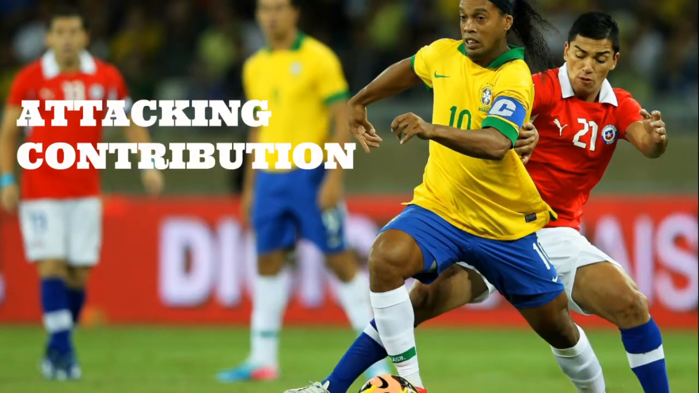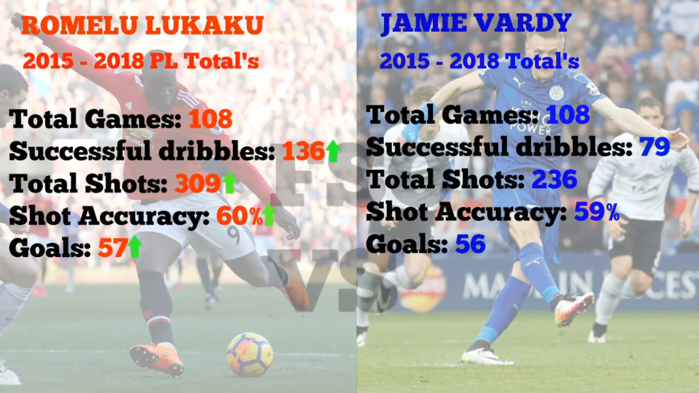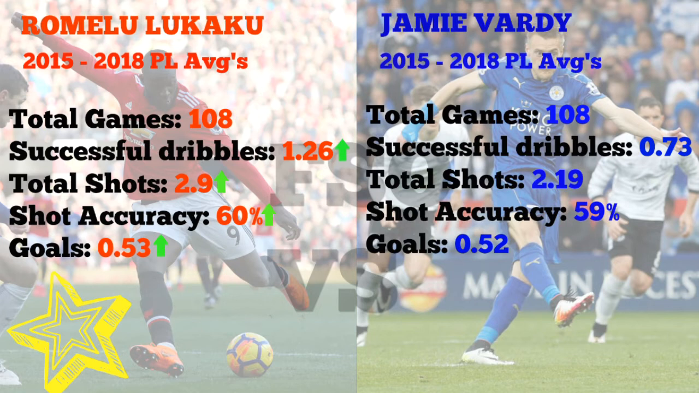Final round, it's one apiece. Vardy took defense, Lukaku took midfield contribution. But who will win attacking contribution? So again, when we look at the stats, we can see Lukaku again has more dribbles, more total shots taken, a slightly better shot accuracy, and more goals. And this translates again into the averages with more successful dribbles per game, shots per game, accuracy and goals per game.